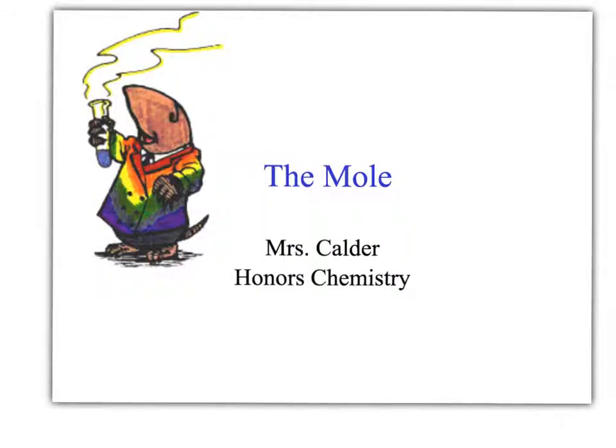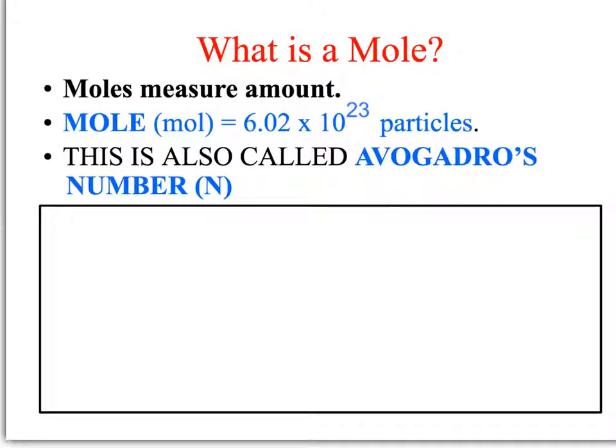Today I'm going to walk you through our latest concept, which is called the mole. A mole is a unit in chemistry that we use to measure the amount of something. It's also called Avogadro's number after the guy who basically discovered it. And this is how much a mole represents: 6.02 times 10 to the 23rd particles.